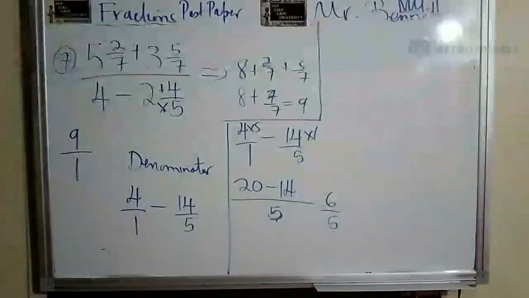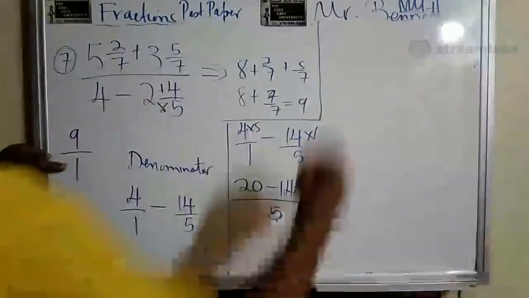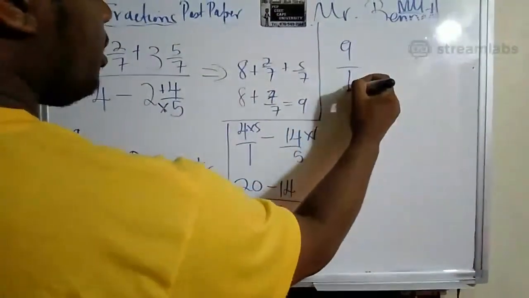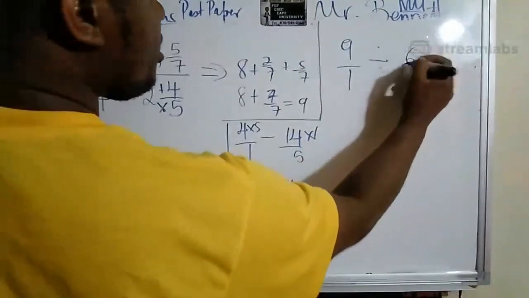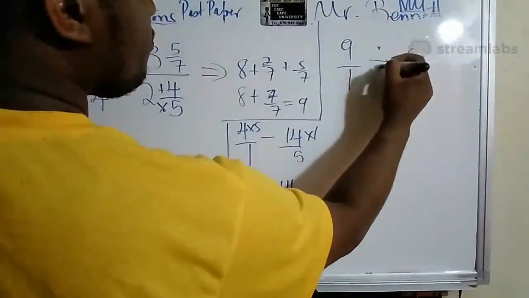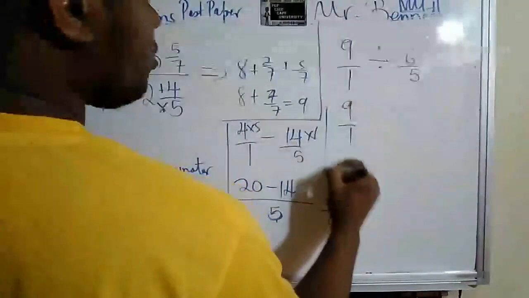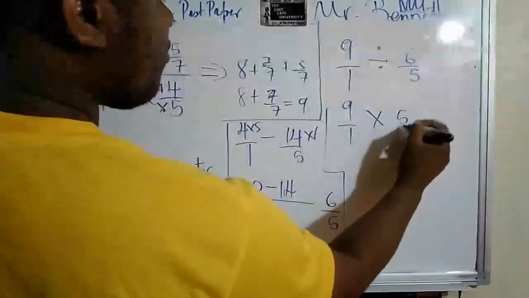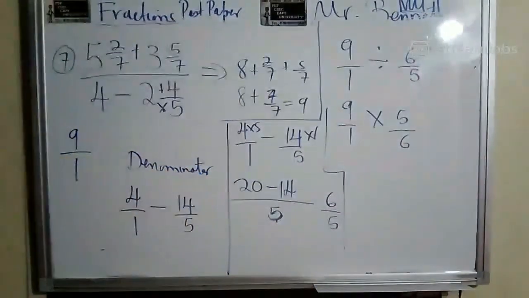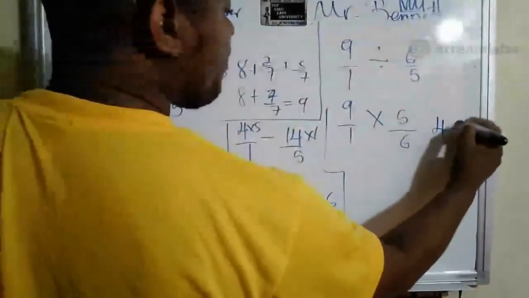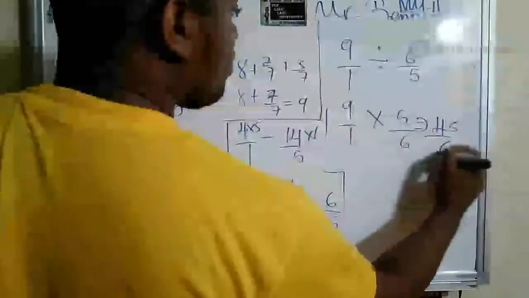So now what we can do is bring this together. So it's 9/1 divided by 6/5. So 9/1 times 5/6. So 9 times 6 is 54. Oh, 9 times 5, 45. So 9 times 5, 45/6.